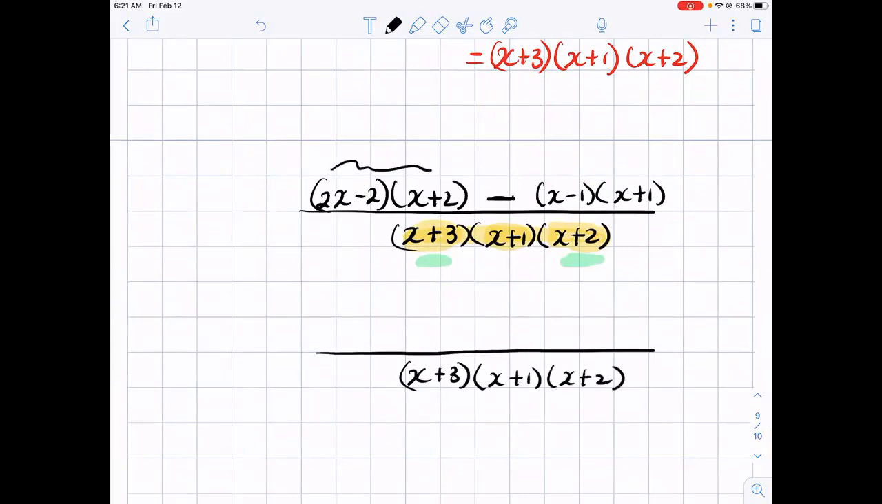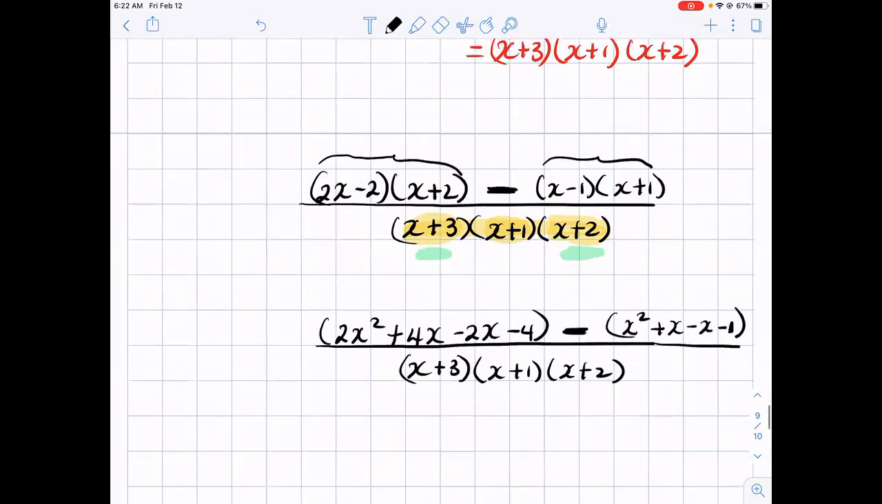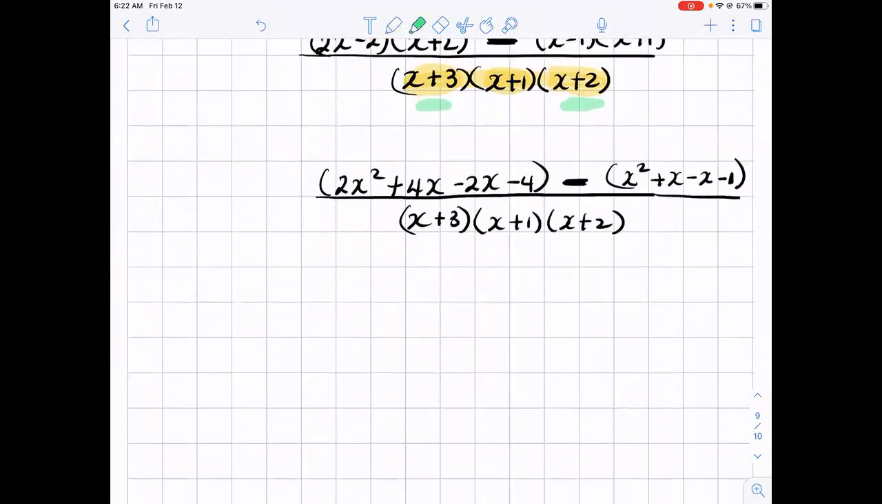If you multiply this out, you will get 2x squared plus 4x minus 2x minus 4. Minus, which is this minus here, if you multiply this out, you will get x squared plus x minus 1. We're going to now combine like terms. Okay. Denominator stays the same.